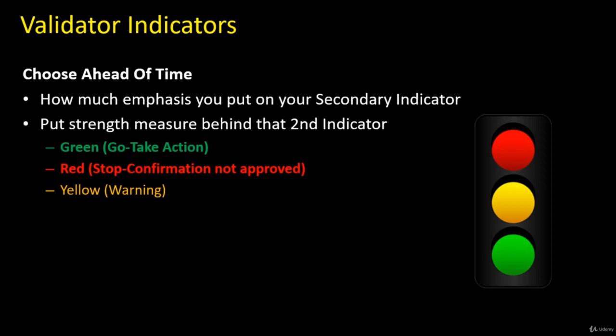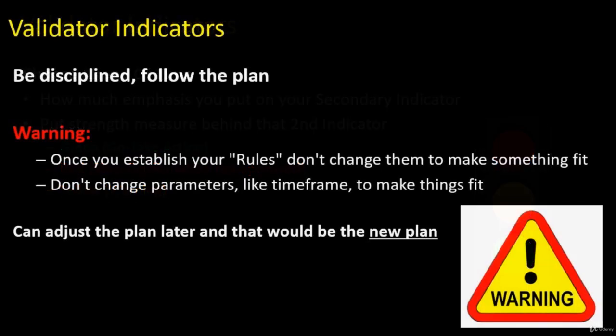The key in this, again, is choosing ahead of time what your secondary indicator is and what you're going to do when you get that measure. Are you going to make it really strong, as in a go or no go, green or red, go or stop? Or will you give a little more flexibility around that secondary indicator in terms of your primary? And that's a key thing with validator indicators: once you've established your plan, be disciplined and follow the plan. One of the keys to success in trading is discipline.